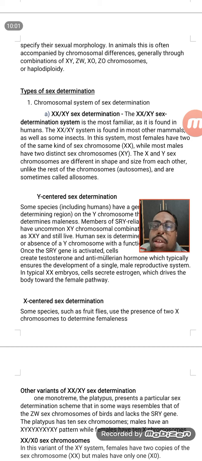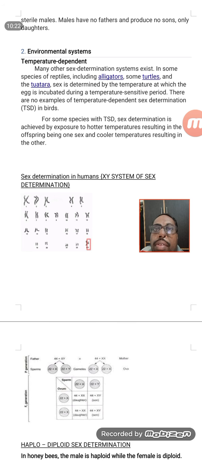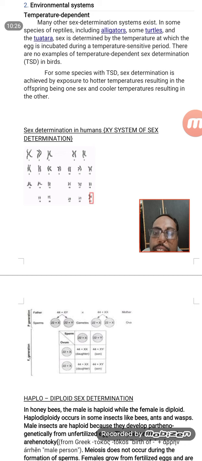Other areas we will not be discussing in the 12th standard, but they are actually present in this world. But for the examination and syllabus sake, we will be discussing only these three. So we'll go one by one. First we will discuss the XY system of sex determination. This XY system of sex determination is very common in humans. One of the best examples for this is humans.